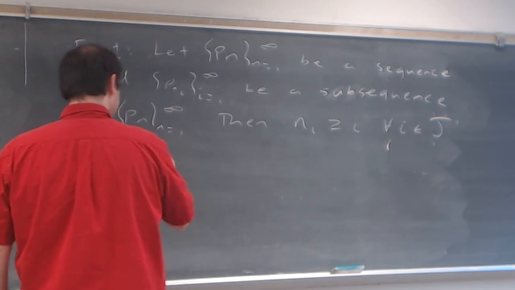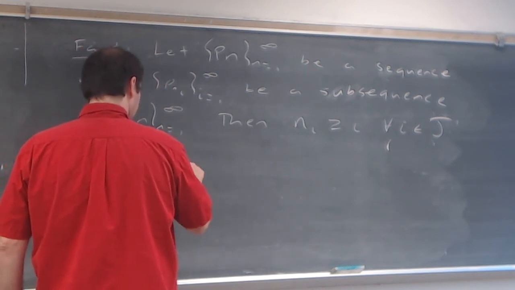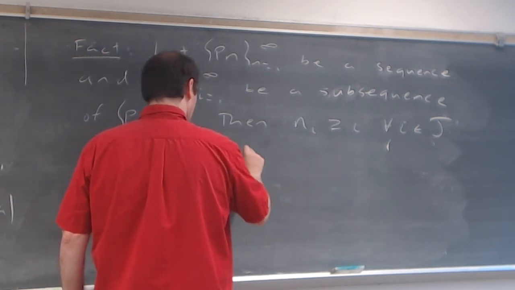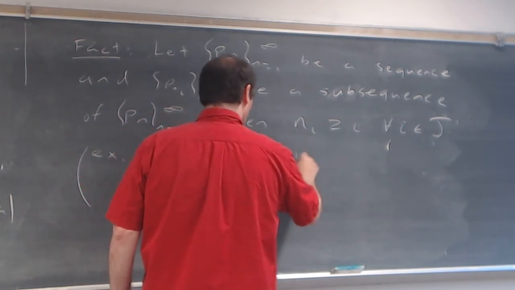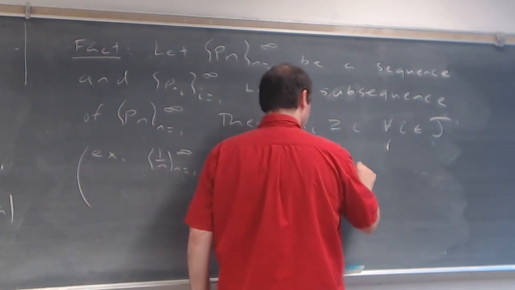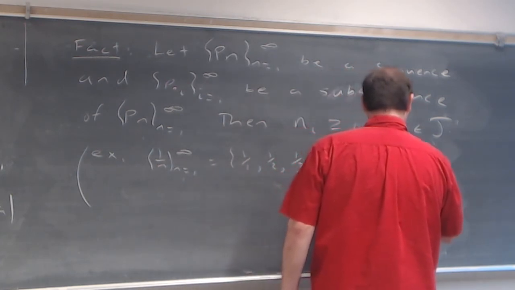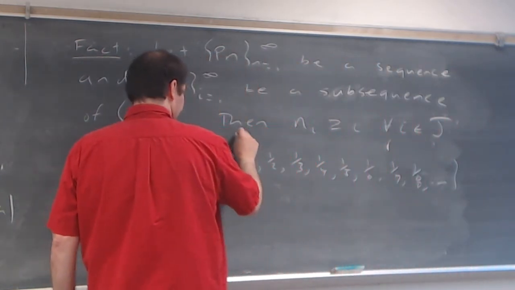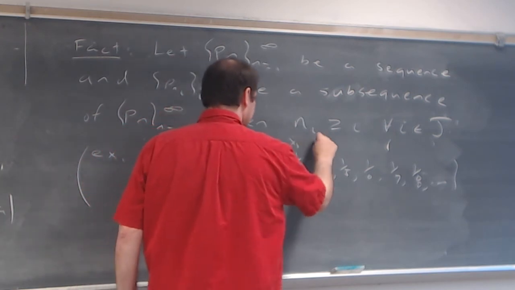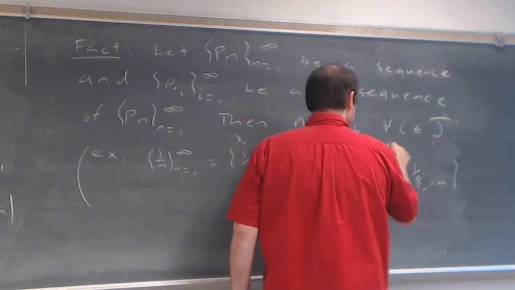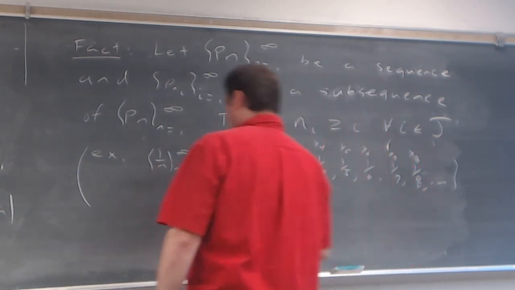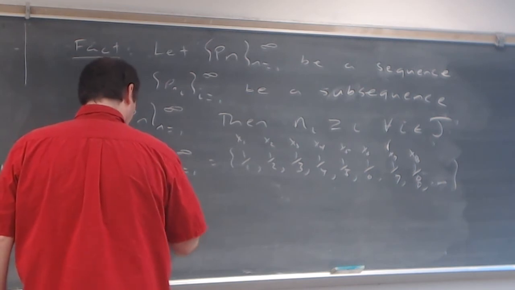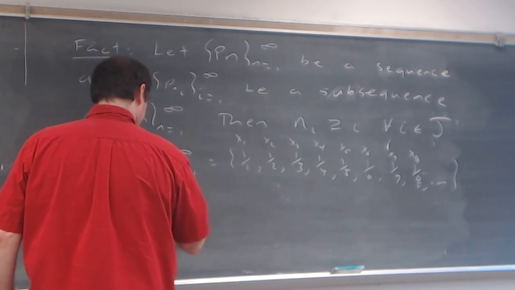if we look at 1 over n, n running from 1 to infinity, that's going to be equal to 1 over 1, 1 over 2, 1 over 3, 1 over 4, 1 over 5, 1 over 6, 1 over 7, 1 over 8, and so forth forever. This would be called x sub 1, x sub 2, x sub 3, x sub 4, x sub 5, x sub 6, x sub 7, x sub 8. I'll stop there. If we look at one of the subsequences that we talked about, maybe I'll write down 1 over 2i, i runs from 1 to infinity.